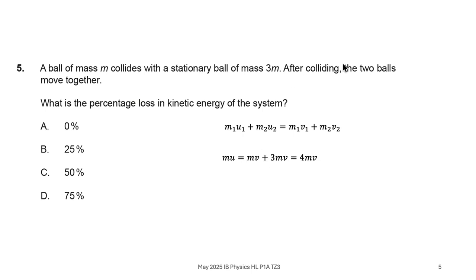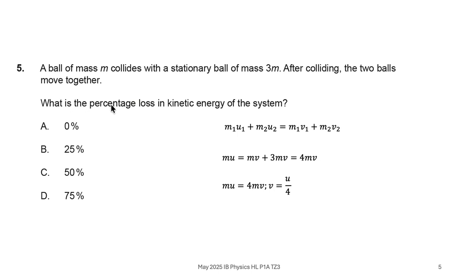This time, the two balls move together, so they're both going to have the same velocity v. So m u equals (m plus 3m) times v, which is 4mv. What does that mean then? We can simplify that to find that the final velocity of these, when they stick together, is a quarter of the initial velocity. That's why we're losing kinetic energy: we're slowing down, and therefore the kinetic energy is decreasing.